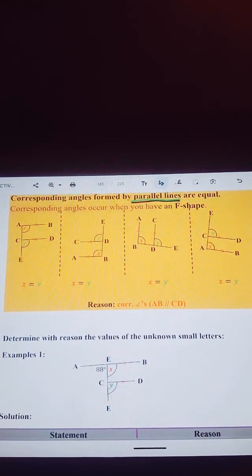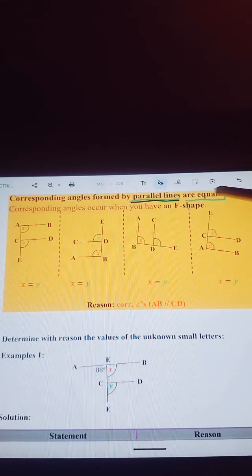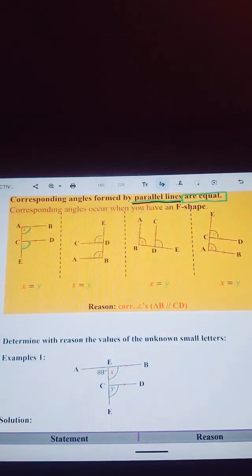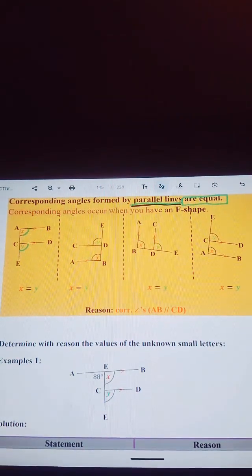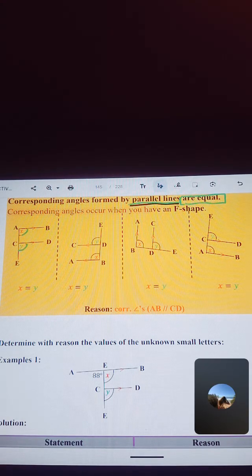So we say corresponding angles formed by parallel lines are what? They are equal. Nothing more, nothing less. We say that this angle and that angle are equal. Bottom, bottom. That's why I call corresponding angles bottom, bottom. Bottom of the line equal, bottom of the other line equal.